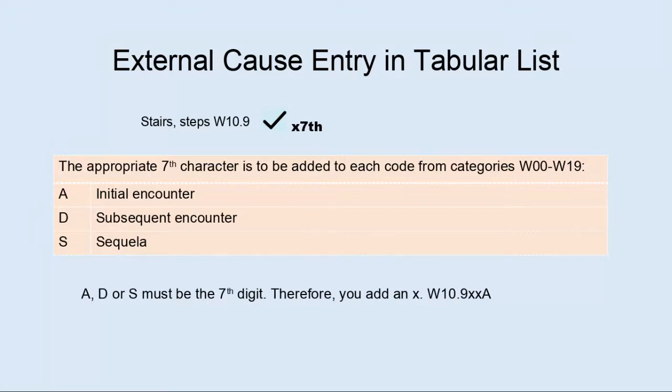Under the whole heading for the whole section, slipping, tripping, and falls, W00 to W19, and it's probably going to be on a different page. The first line says, these apply to all the code categories in this large section. So this again is initial encounter. And you also need to add an X placeholder, so you get W10.9XXA. So in this case, you have 2 X's because you got 1, 2, 3, 4, 5, 6, 7 in order to make that A the 7th digit.